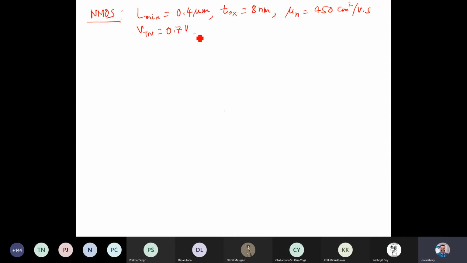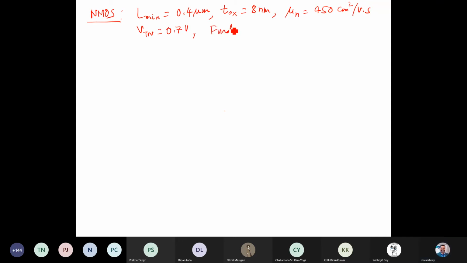Okay, so let's say we create an NMOS which has minimum channel length of 0.4 micrometer, oxide layer thickness of 8 nanometer, mobility which is given as 450 centimeter squared per volt second, threshold voltage VTN is 0.7 volt. So what you need to find out?